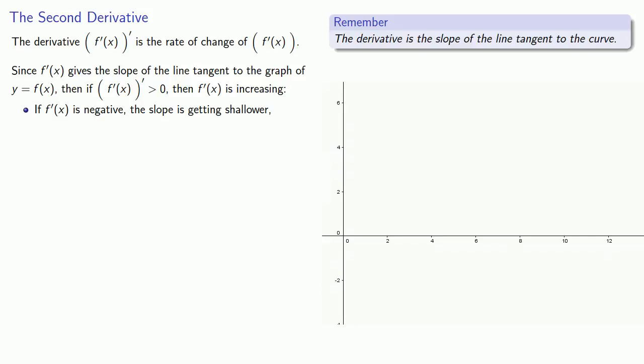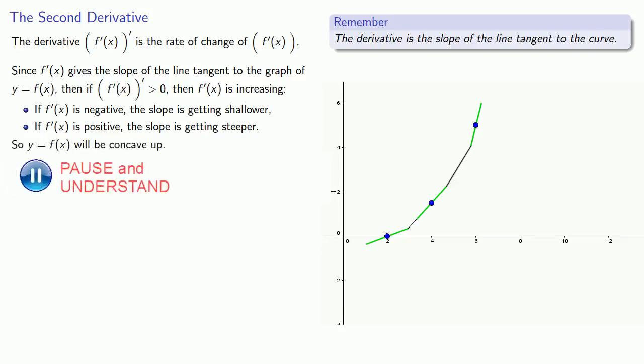If my derivative is positive and increasing, then my slope is getting steeper. And so maybe my first tangent line looks like this, but then later tangent lines look steeper. And my graph is going to look something like this. And based on this, it appears that my graph of y equals f of x will be concave up.